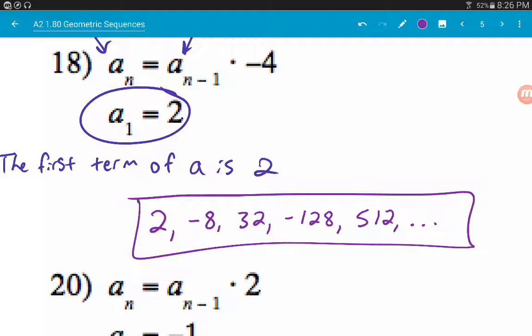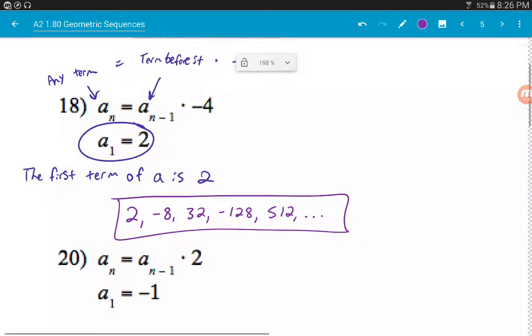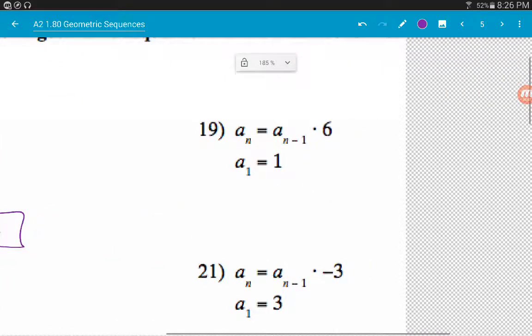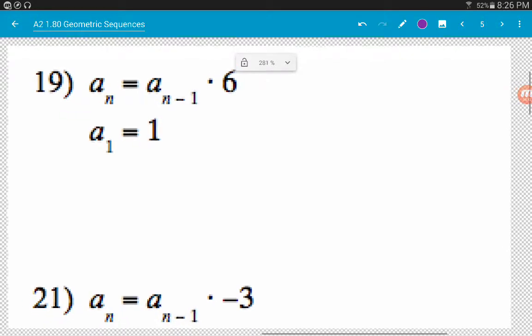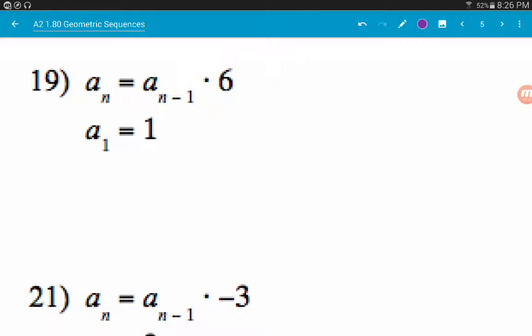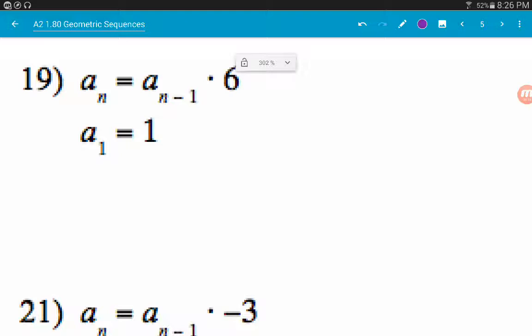Now let me do one more, and I'll do it the long way, just in case you're having any issues with this. I prefer to look at it as a sentence, but if you don't like it as a sentence, we can do it by plugging in as well. So let me just rewrite this. I'm going to want to take this over to my loose leaf. A sub 1 is equal to 1, and a sub n is equal to a sub n minus 1 times 6.